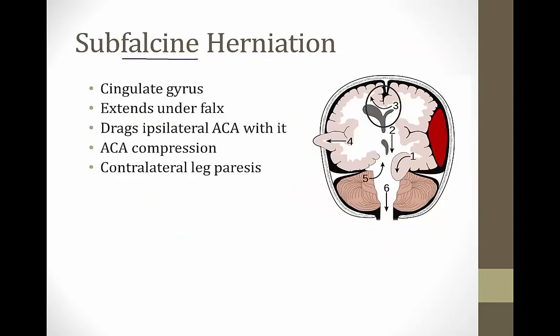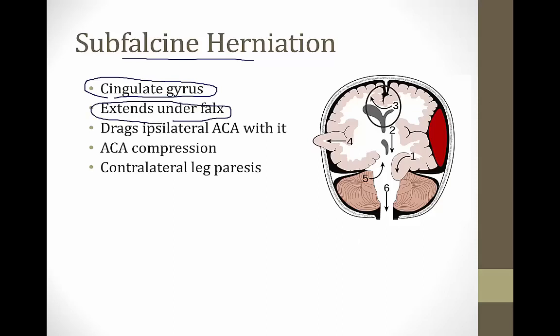So let's talk about subfalcine herniation first. That's number 3 on the picture on the right, and I've circled it for you. And that's when the cingulate gyrus herniates. So what is the cingulate gyrus? That's the portion of brain tissue that sits right next to the corpus callosum. And you may remember the corpus callosum connects the right and left hemispheres of the brain. And it's also very close to the falx cerebri, which is dura mater that is at the top of the skull. So the cingulate gyrus will herniate and go under the falx cerebri.